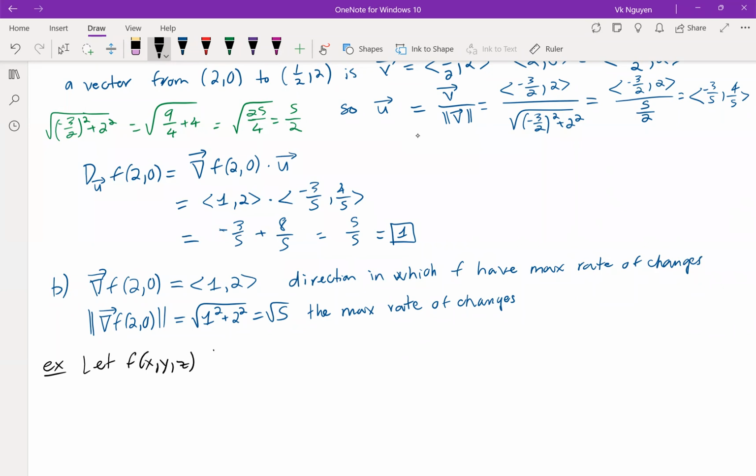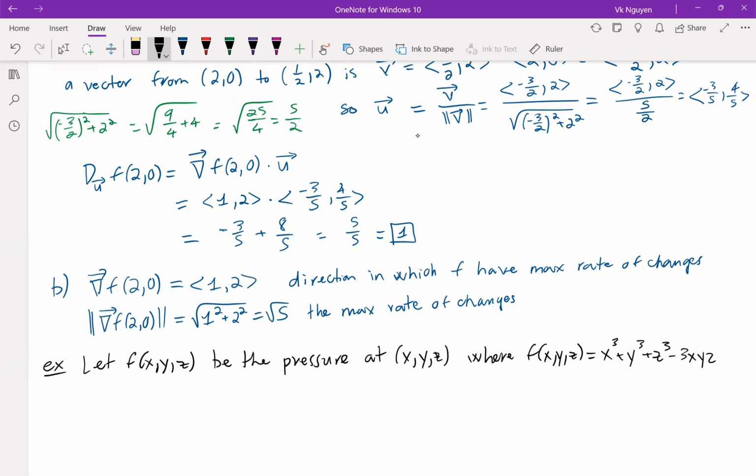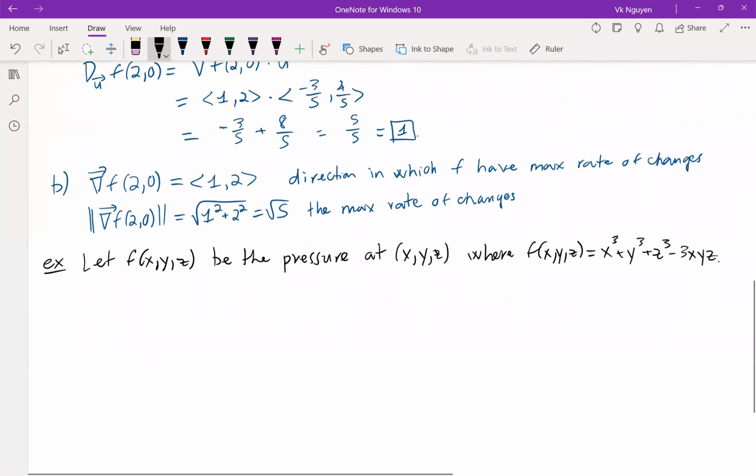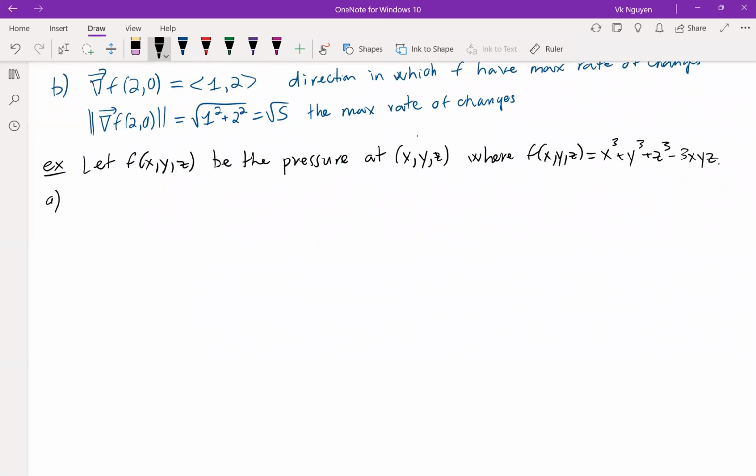Let f(x, y, z) be the pressure at (x, y, z), where f(x, y, z) equals... We know f(x, y, z) is the density function, a family of surfaces, but it can be seen as pressure, temperature. Okay, that's something so that you guys can practice on.